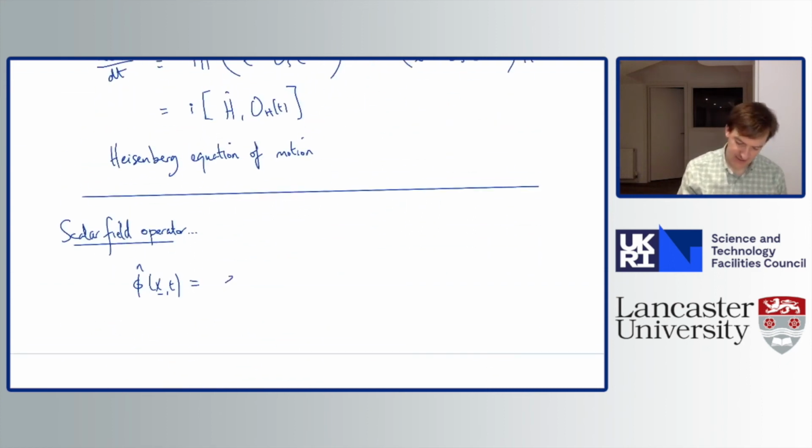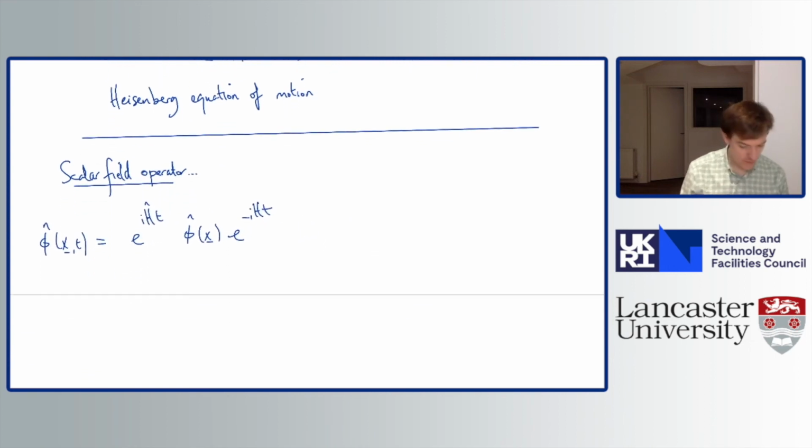Let's do that. Let's hit with an e to the iHt with our Schrödinger operator that we wrote down earlier. S for Schrödinger, but if I just put the fact that it depends on x and not on t, that will tell you it is a Schrödinger operator. And we can use the expansion that we arrived at earlier of the Schrödinger operator in terms of these creation and annihilation operators.